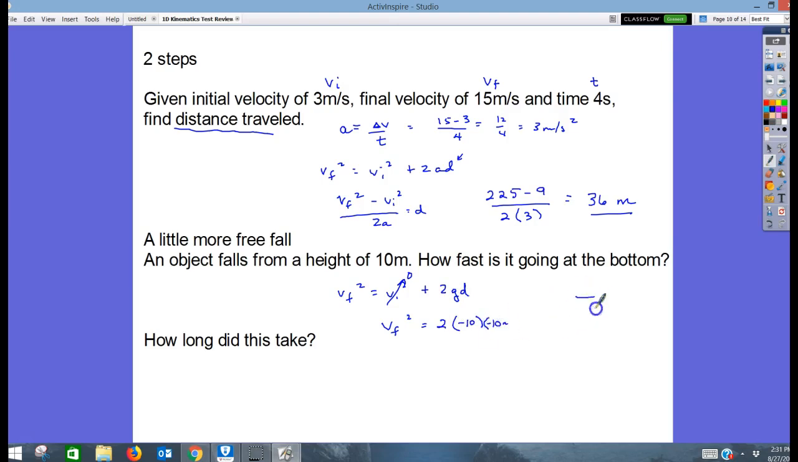But it's negative because you're falling in a negative direction. So you're going to go from 0 down to negative 10 meters. And so 10 times 10 is 100, positive 100, times 2 is 200. And then if I take the square root of 200, I get about 14.1 meters per second.